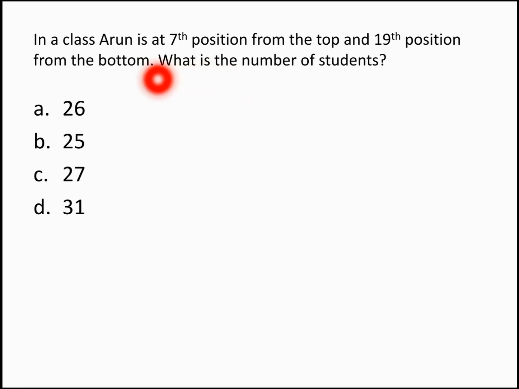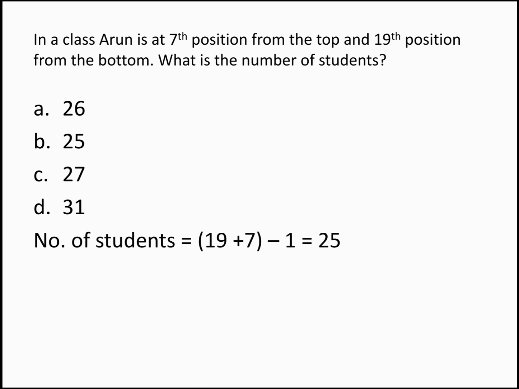In a class, Arun is at 7th position from the top and 19th position from the bottom. What is the number of students? To find the number of students, you have a very simple formula: adding both the positions and subtracting 1, because we are taking Arun's position twice. So 19 plus 7 gives you 26, minus 1 gives you 25. So the answer for this question becomes 25.